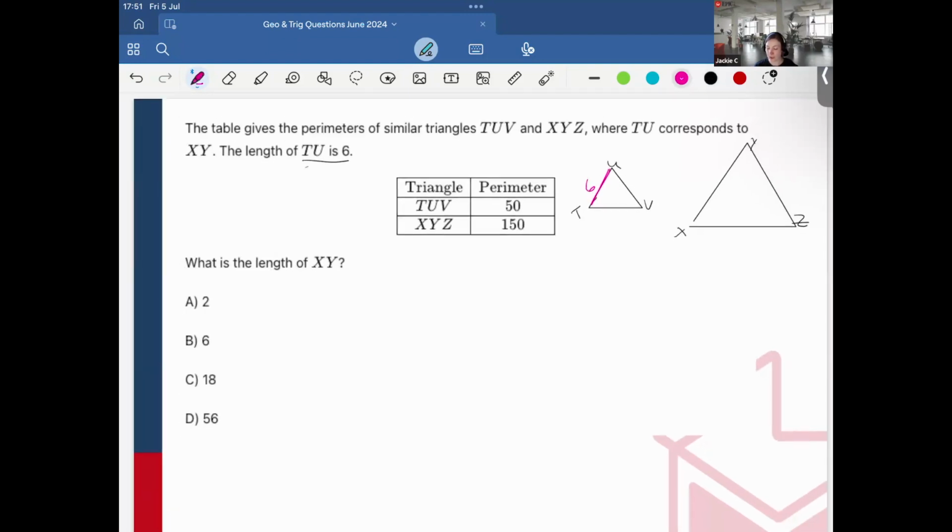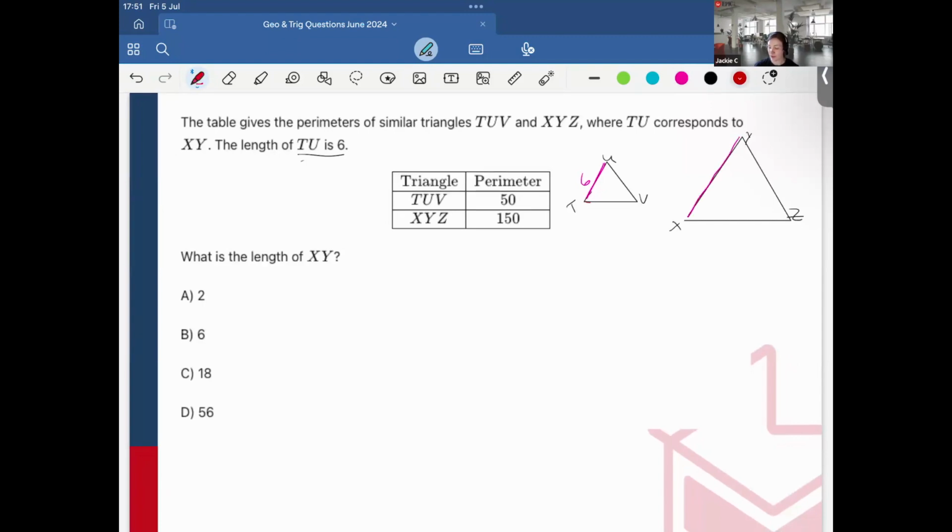If they're similar, I know that TU is going to correspond to XY. I also know TV is going to correspond to XZ, and UV is going to correspond to side YZ. I'm asked for the length of XY. For similar triangles, the ratio of the perimeters of the triangles is equal to the ratio of the corresponding sides. Important, take note of that. So I can set triangle XYZ over triangle TUV equal to length XY over the length of TU, which was given.